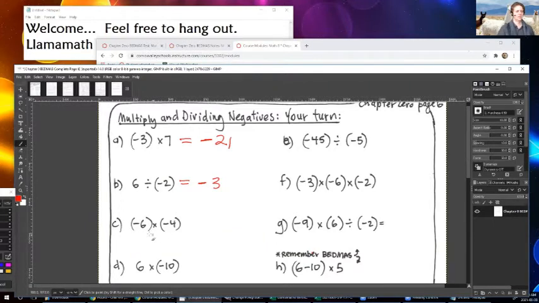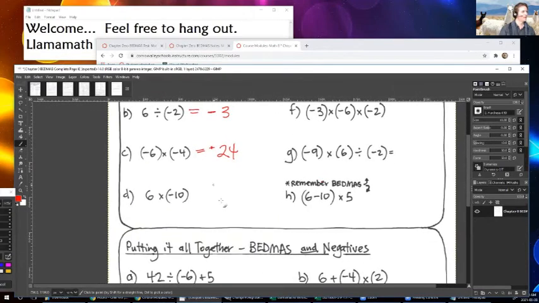Okay, this last one, the third one, -6 times -4. There's 2 negatives, which is an even number, so the answer is going to be positive. I'm just going to put plus, but I just know that the answer is going to be positive. 6 times 4 is 24. So the answer is positive 24. And the last one, 6 times -10. One negative. So the answer is going to be negative. 6 times 10 is 60.